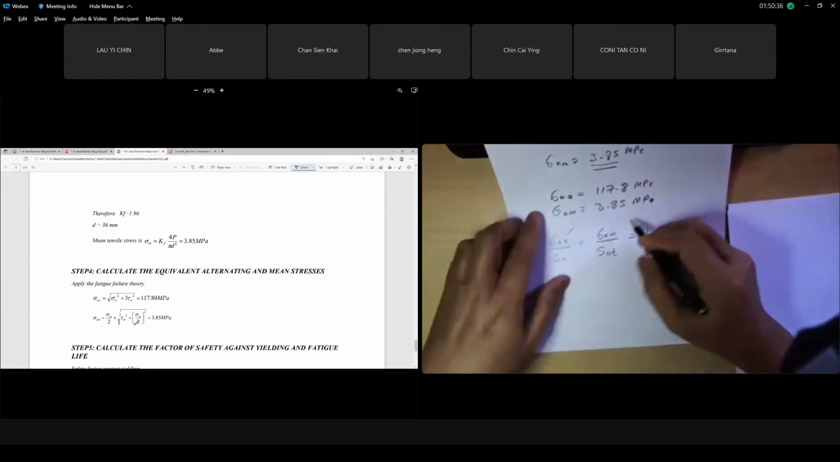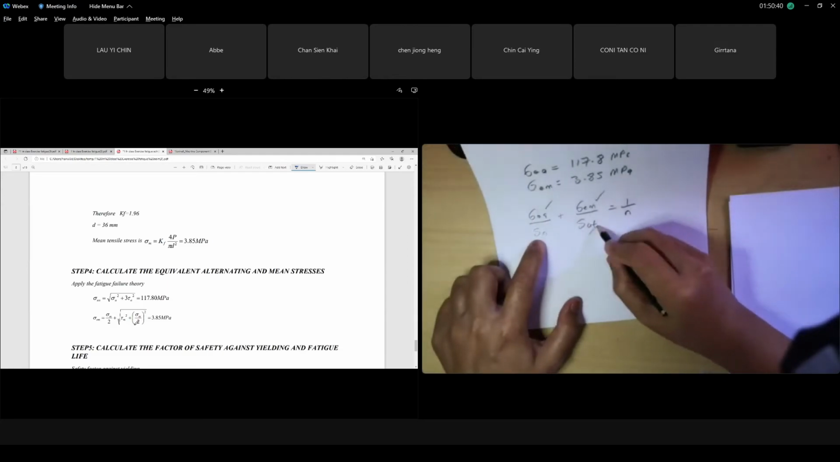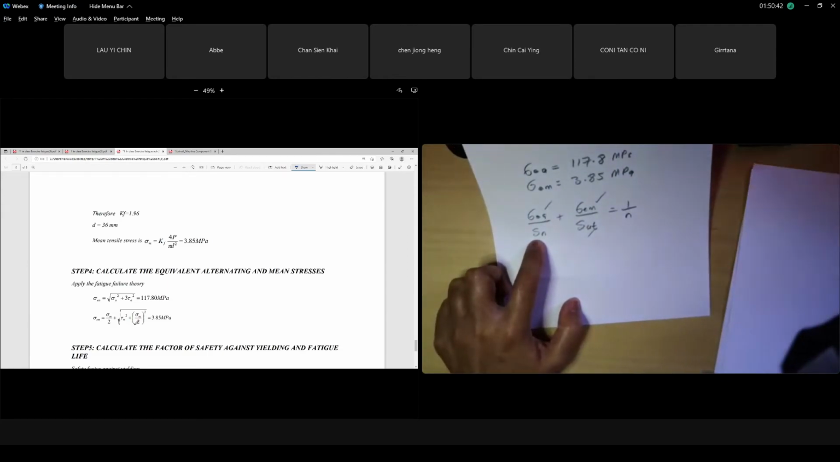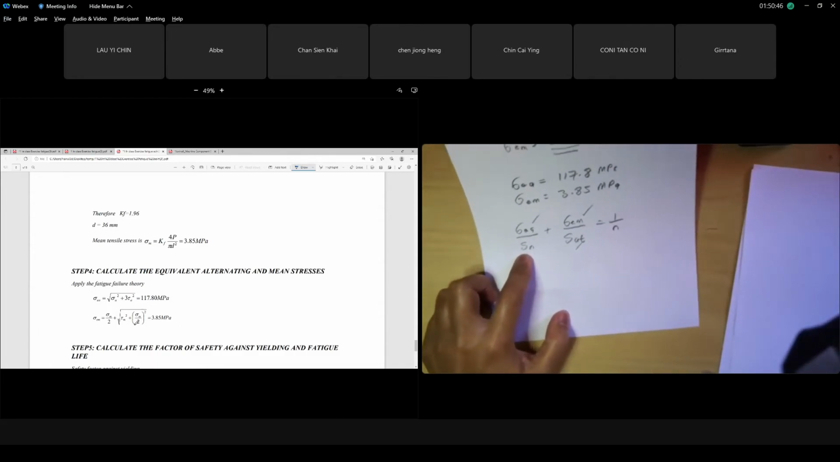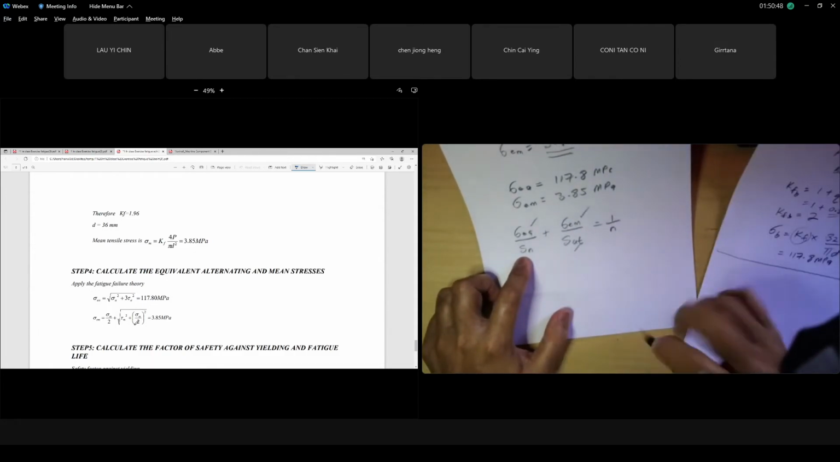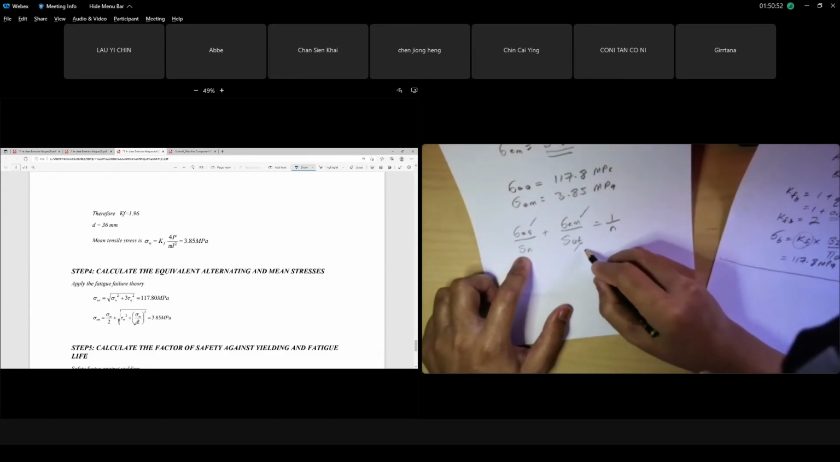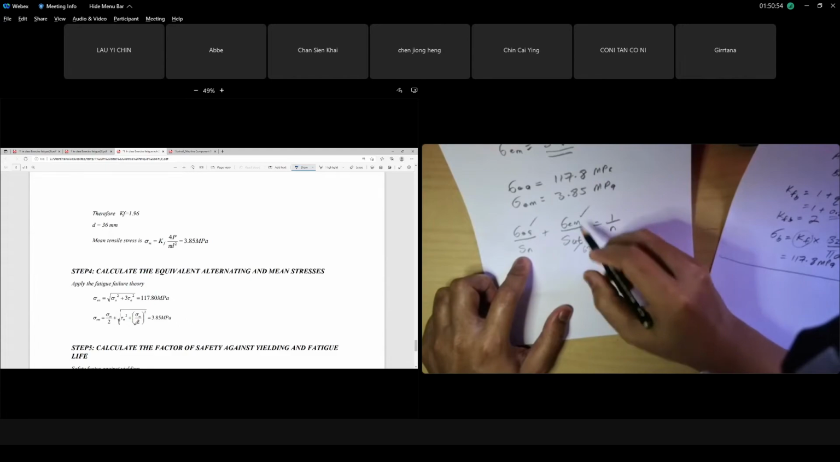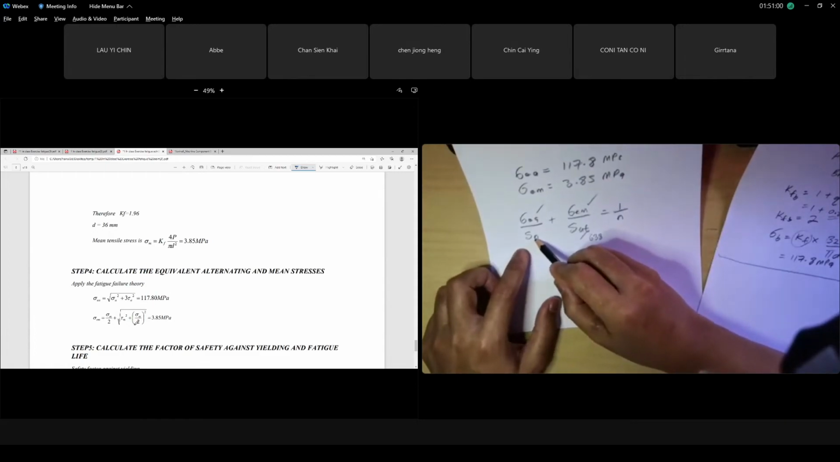Sigma EA already known, sigma EM already known, SN tadi kita belum habiskan, SUT kita tahu. Berapa SUT tadi just now? Tadi we just find out our SUT berapa? SUT berapa? 1045 AISI 145 hot roll is SUT is 638. Ini 638 megapascal. Ini known. Ini sigma EM 3.85, sigma EA 117.8. The only thing is SN saja.